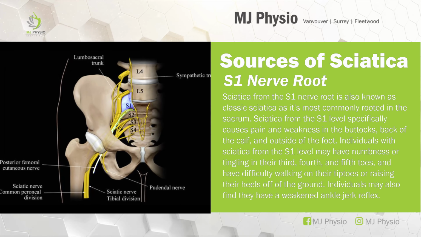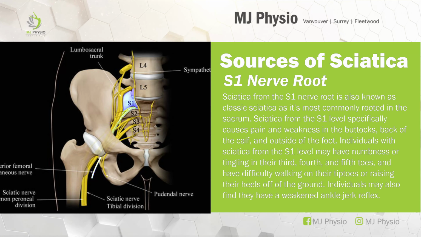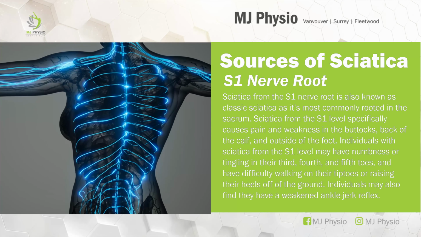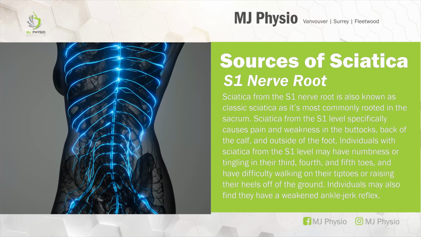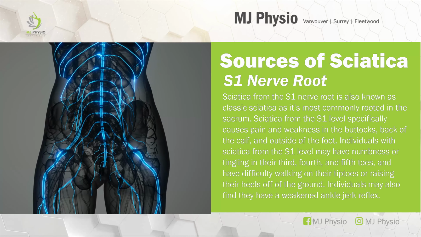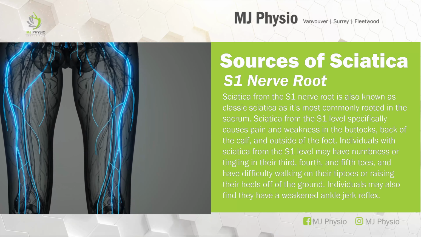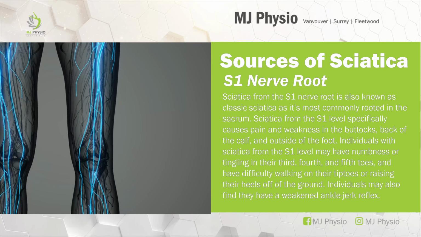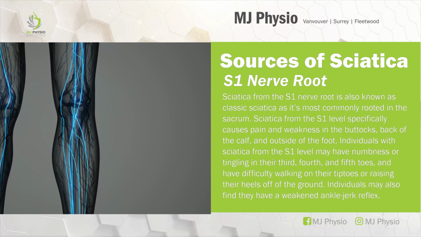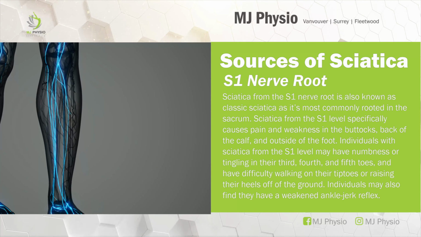Sciatica from the S1 nerve root is also known as classic sciatica and is the most commonly rooted in the sacrum. Sciatica from the S1 level specifically causes pain and weakness in the buttocks, back of the calf and outside of the foot. Individuals with sciatica from the S1 level may have numbness or tingling in their 3rd, 4th or 5th toes, and they have difficulty walking. Individuals may also find they have a weakened ankle jerk reflex.